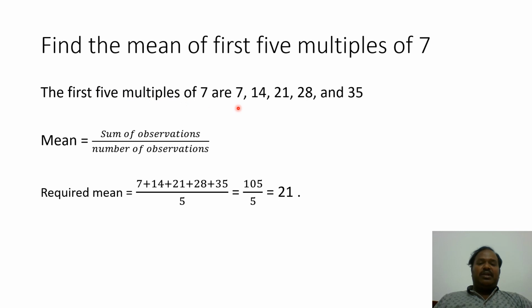So let's see how many observations there are: 7, 14, 21, 28, and 35. These are the first 5 multiples of 7. So how do you find the arithmetic mean? Sum of all observations divided by the number of observations. Therefore, the required mean would be: add all the observations and divide them by 5, which is the number of observations. This is a very simple question. I just wanted to recap what you have learned earlier. That's why I wanted to show you this little question.